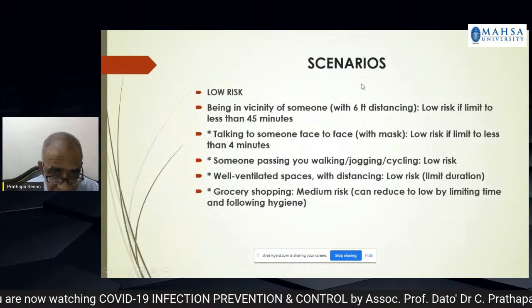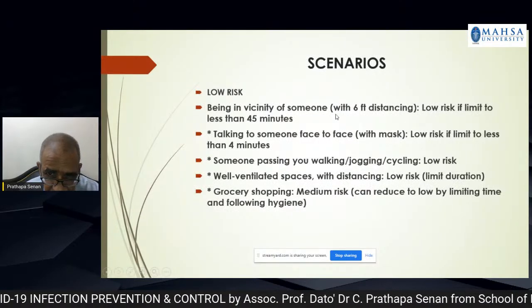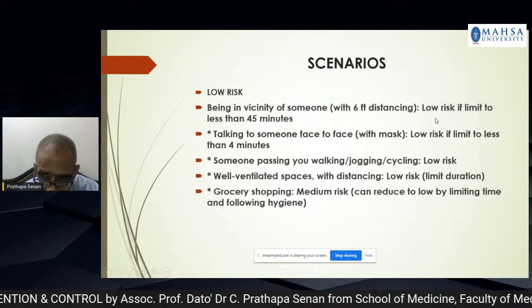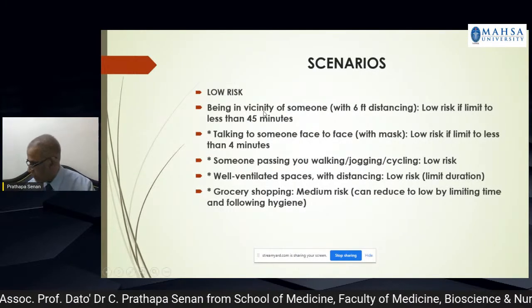Low risk area scenarios are being in the vicinity of someone with 6 feet distancing, low risk if limited to less than 45 minutes.